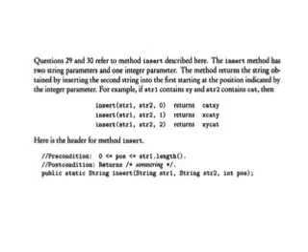Let's take a look around of question 29 and 30. Question 29 and 30 refer to method insert described here. The insert method has two string parameters and one integer parameter. The method returns the string obtained by inserting the second string in the first, starting at a position indicated by the integer parameter. So there are three different examples.